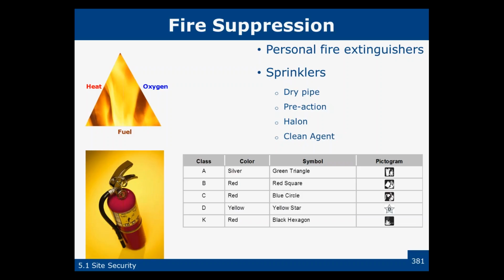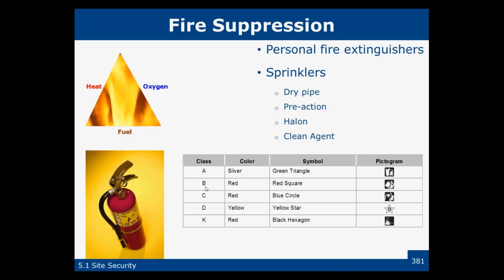The fire extinguishers themselves, what kind of things do we have? We have Class A. Class A are common, paper, wood, those sorts of things. Class A are typically going to have white smoke with these things: paper, wood, cardboard, plastics. Class A, the color is going to be silver. The symbol is going to be a green triangle.